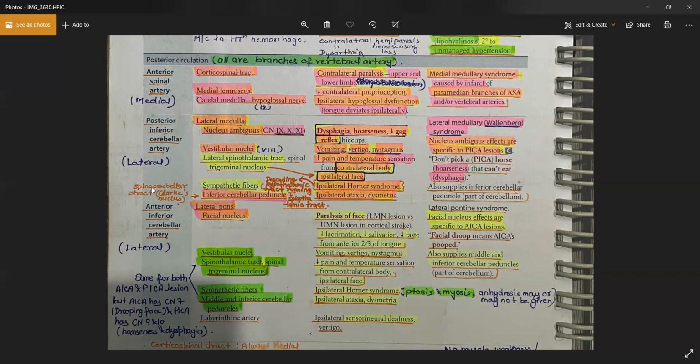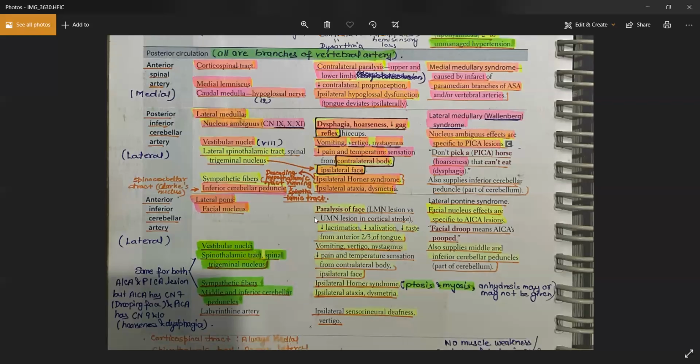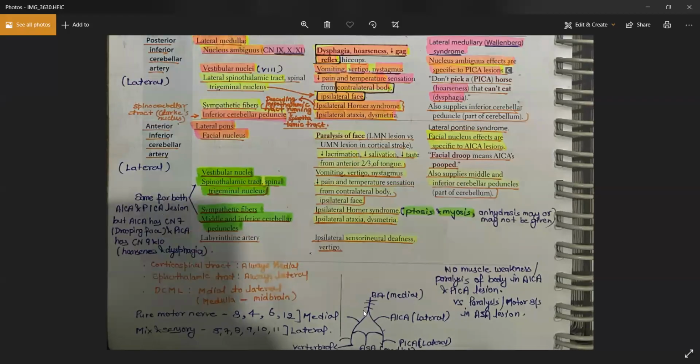Could you please repeat? The anterior spinal artery supplies the anterior part, the basilar artery. If I go back again, the basilar artery and the anterior spinal artery supply the anterior portion of my brainstem. And the PICA and AICA supply the posterior portion of my brainstem, with PICA supplying the posterior part of my medulla, and the AICA supplying the posterior part of my pons.